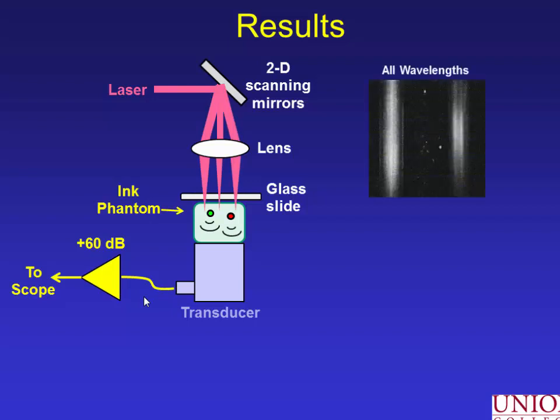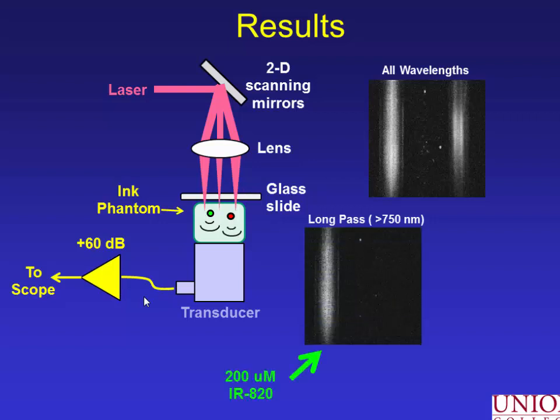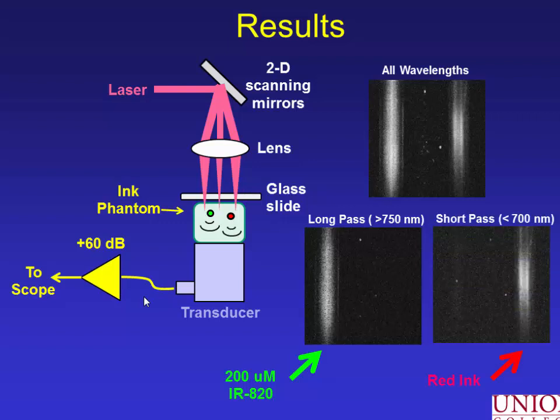If we use all the wavelengths, then we can see both tubes. The left one is IR 820 dye at 200 micromolar, and the right tube is a red dye. If we use a long pass filter, then as you would expect, we only see the left tube where the IR 820 is filled. And if we use a short pass filter, then we see the red ink tube. So that's just to demonstrate the ability to pick different wavelength bands.